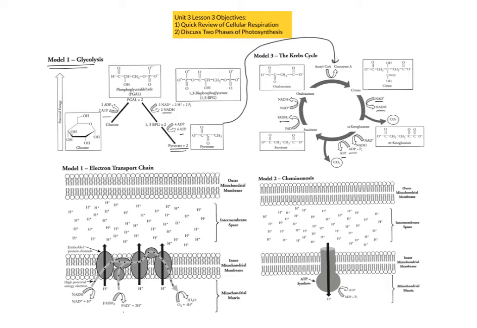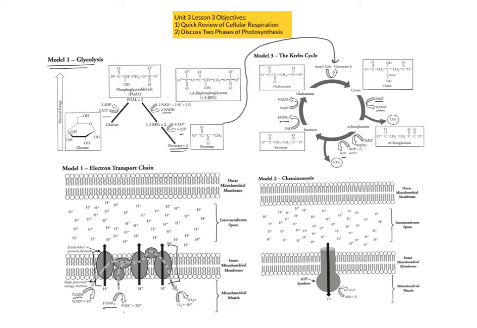Okay, now all of these steps where we're collecting high energy electrons in the form of NADH or FADH2 are going to make their way to the electron transport chain. And again, this is part one of oxidative phosphorylation, where we've got those high energy electrons being donated to this series of proteins that are embedded into the membrane, the inner membrane of the mitochondria.